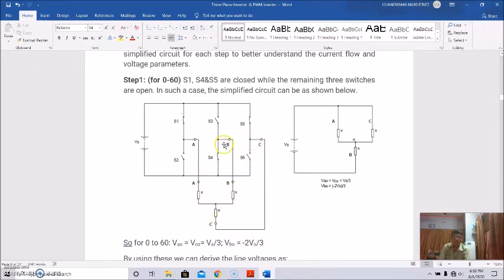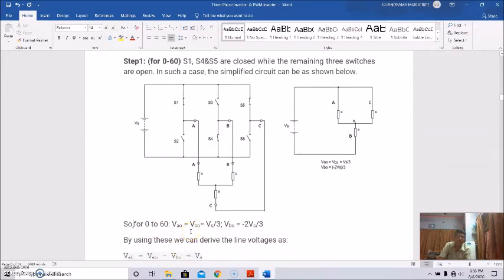Okay, all like this. So actually, for 0 to 60 degrees, VAO equal to VCO equal to Vs by 3, and VBO equal to minus 2 Vs by 3.